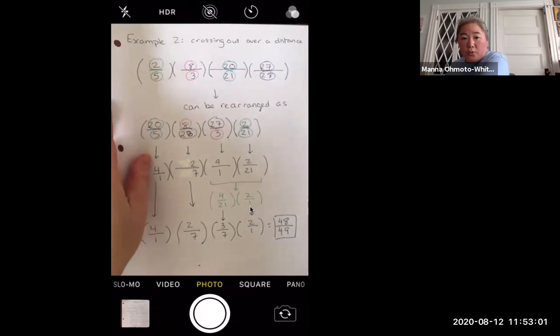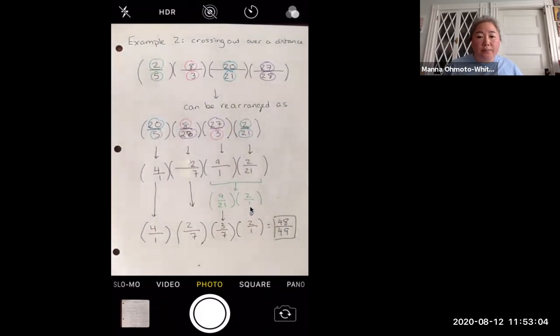So example 2, crossing out over a distance. So I have 4 fractions that I'm multiplying by one another, and all conversion factors are fractions. 2/5 times 8/3 times 20/21 times 27/28. And I can rearrange this, and I've color-coded to show you. So I've moved the 20 over here, moved the 28 over here, the 3 over here, and the 21 and the 2 over here. So I've rearranged them in a way that then enables me to reduce the fraction.